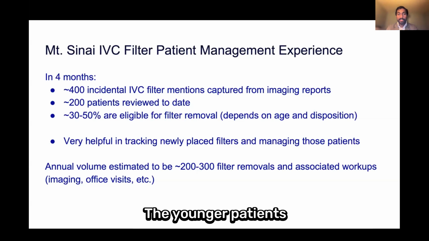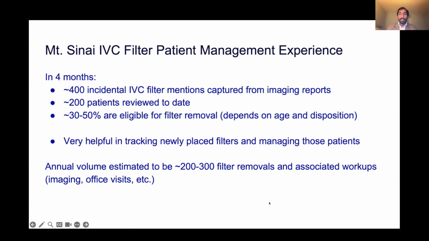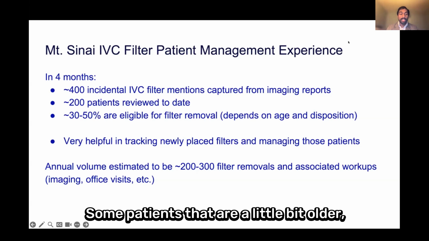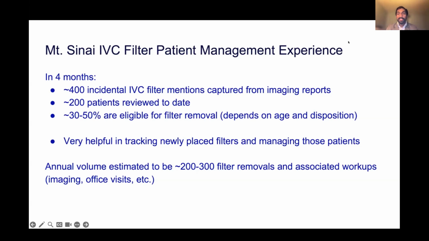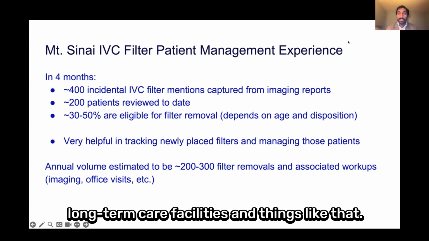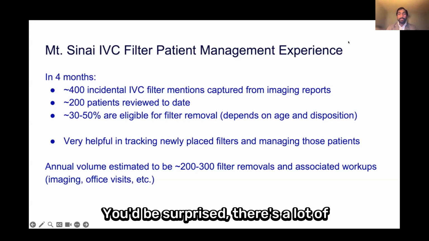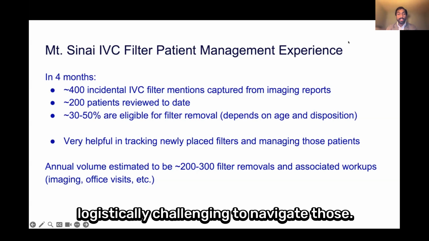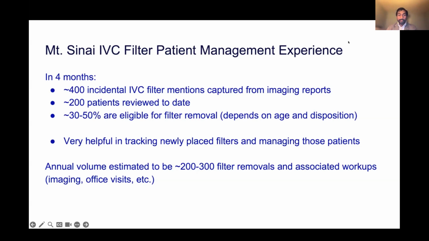Surprisingly, there's a good amount that are eligible for filter removal, and these numbers change based on the demographics. Like the younger patients seem to have a little bit more reasons for having them removed. Some patients that are a little bit older and especially in the 80s, and they're in long-term care facilities and things like that, you'd be surprised there's a lot of filters in those patients. So it's just a little bit logistically challenging to navigate those.